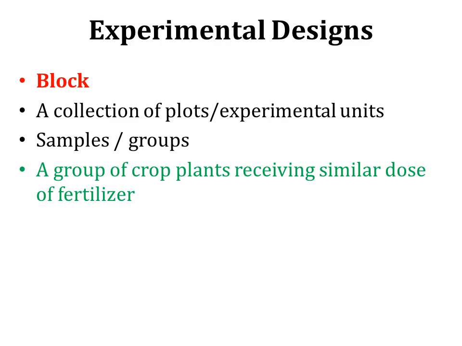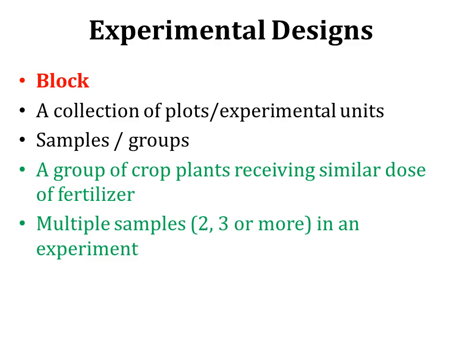So in this case, a group of crop plants that receive a similar dose of fertilizer. And of course, because we are giving different doses of fertilizer, there are going to be more than one block in our experiment, right? So multiple samples, 2, 3, or more samples in an experiment. And these are defined by the groups of plants that are receiving a similar fertilizer dose in this example.